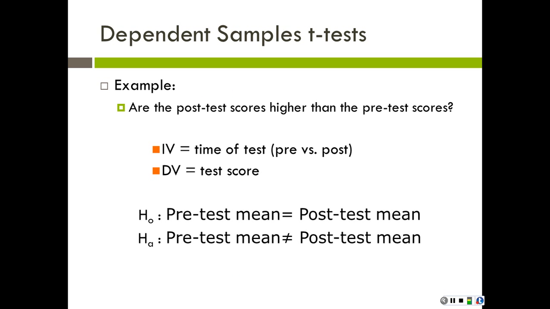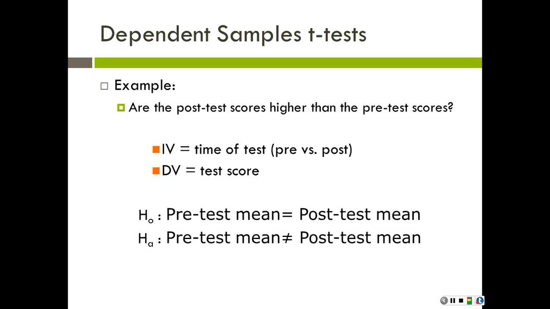So in this example, the independent variable is when the test was given, right? Was it given before the intervention or after the intervention? Because we think that when the test was given should influence their test scores, right? Pre or post. And the dependent variable is the test score.